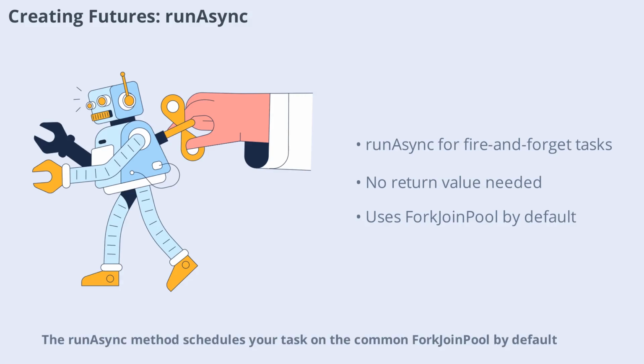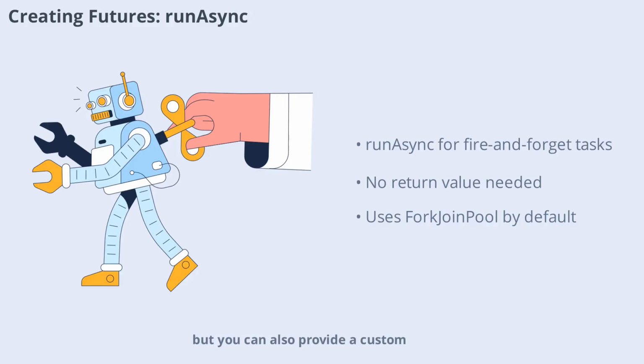The runAsync method schedules your task on the common ForkJoinPool by default, but you can also provide a custom executor if you need more control over threading. This flexibility makes it easy to fire off background tasks and keep your main application responsive.